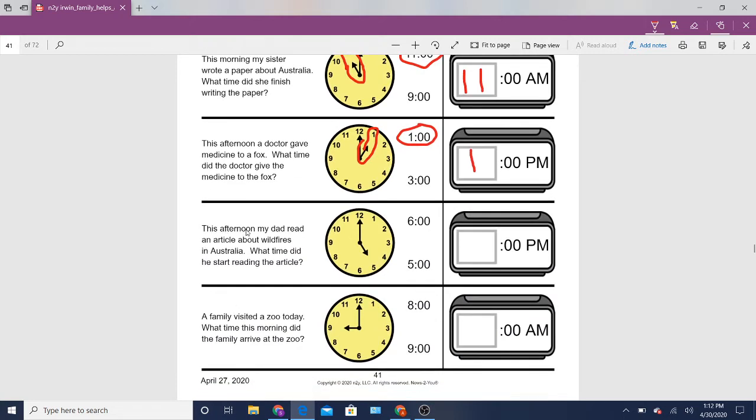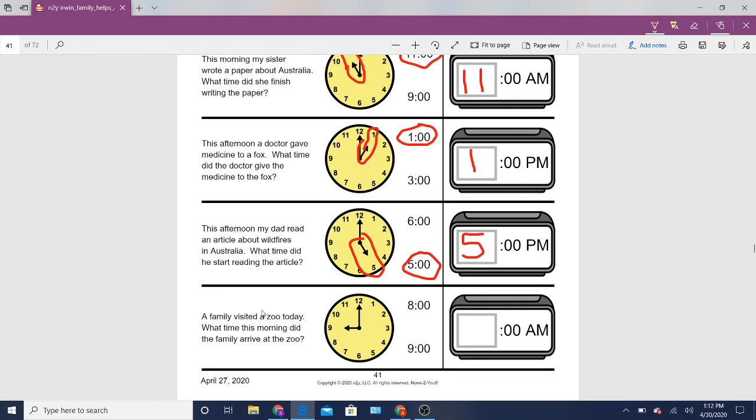This afternoon, my dad read an article about wildfires in Australia. What time did he start reading the article? Let's look at our little hand, pointing to the 5. So we know it's 5 o'clock, so we're going to circle that. We're going to write in our 5. And they already have PM for us because the story told us it was afternoon.